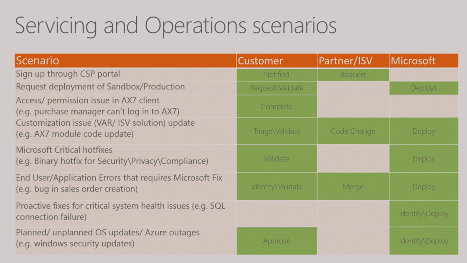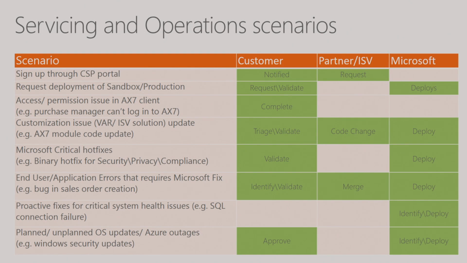So jumping to the second one, requesting a deployment of a sandbox, we're going to have a look at that in a second. But the example here is the customer requesting an environment. The Microsoft team goes through, deploys it, configures it, gets it up and running, and then the customer validates and signs that off. Going to something more complex, for example, a planned or unplanned OS or Azure outage, which occasionally happens, it will be Microsoft starting that chain, identifying that there's an outage or an OS update required, and coordinating with the customer to get approval for that downtime. Once it's approved, Microsoft then goes ahead, takes the system offline and applies the updates.